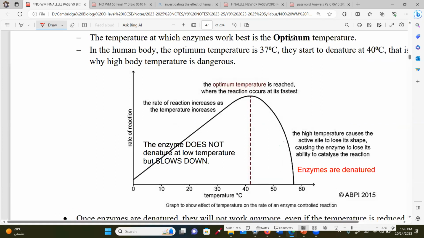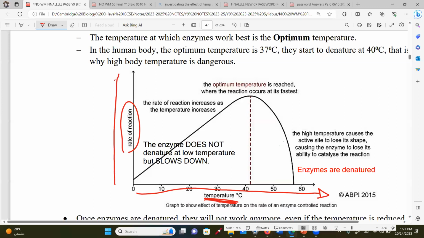You have here temperature on the x-axis, and you have the rate of the reaction on the y-axis. Now, temperature is increasing on the x-axis, as you can see, and you have the rate of the reaction on the y-axis. What are we doing in this graph? We want to know how the temperature affects the enzyme. Now, I want you to talk to me about this part of the graph. Only that part of the graph. And tell me, what is happening to the rate of the reaction as the temperature is increasing?